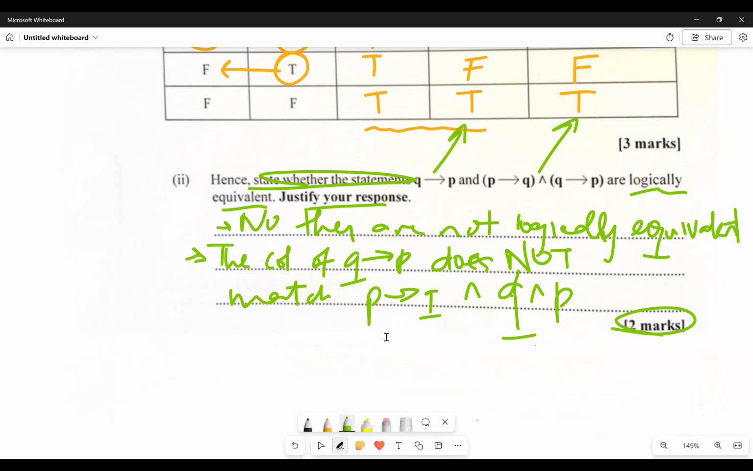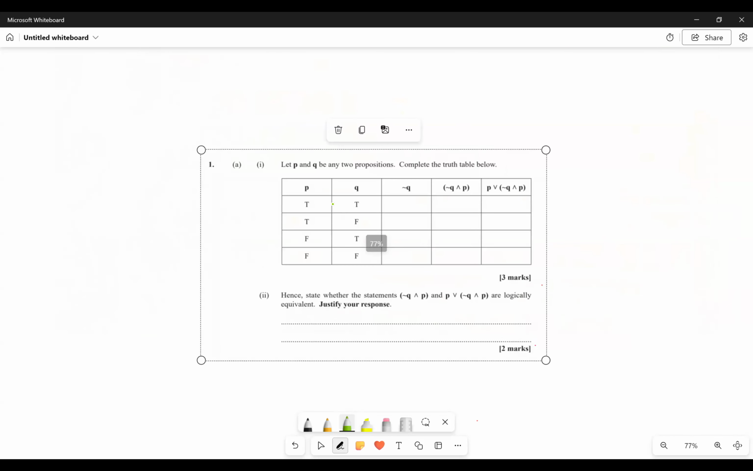Somebody said algebra of propositions. I just don't think CAPE asks that anymore. It's on the syllabus, I know it is. I'll do one more of these questions first and then look if I can find any of those. So scroll down to here.